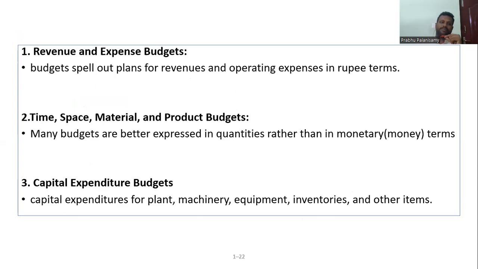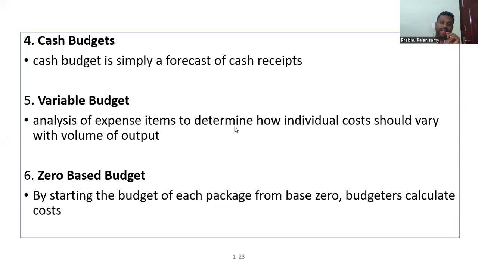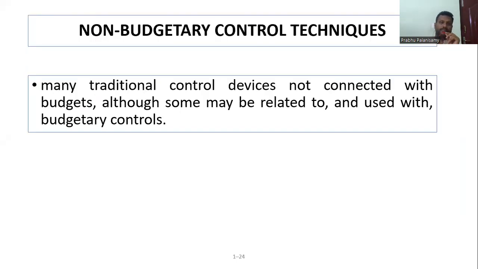Budgetary control techniques. So in this budgetary control, what are all the techniques we have? Revenue and expenditure budgets. Budgets spell out plans of revenues and operations expressed in terms of rupees, time, space, material, product budgets, capital expenditure budgets, cash budgets, variable budgets, zero budget, and non-budgetary. So we have seen the budgetary; now you can see the non-budgetary.